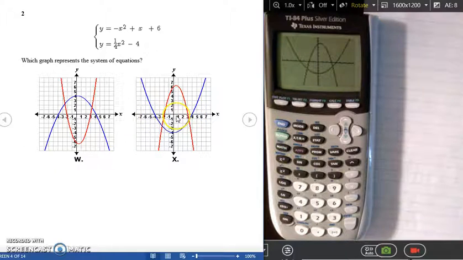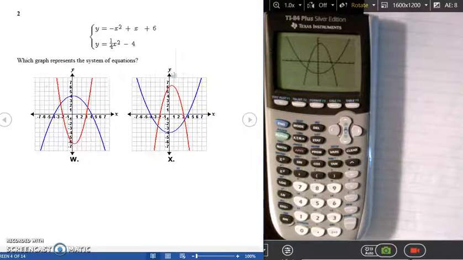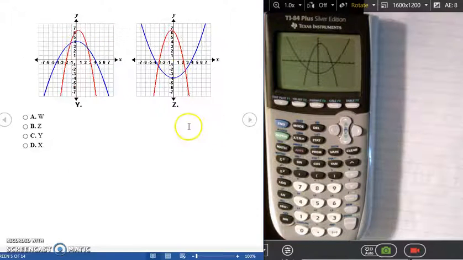So for x, the x-intercepts are all the same as what's on the screen too. Whereas z, instead of being negative 2, it's negative 3. Instead of being positive 3, it's positive 2. So it can't be z. So that means my final answer is going to be x, which is choice D.